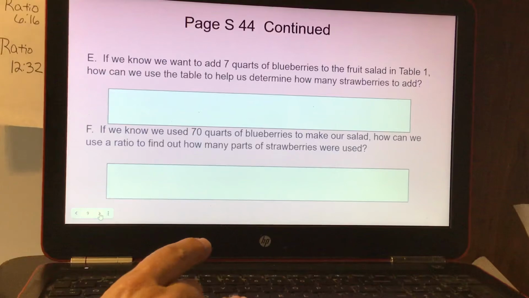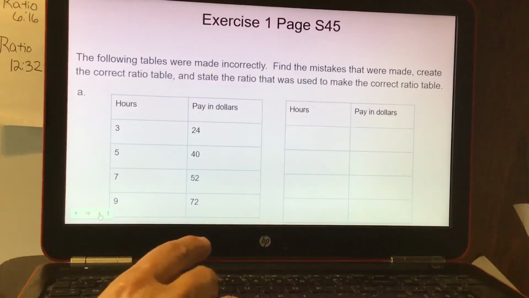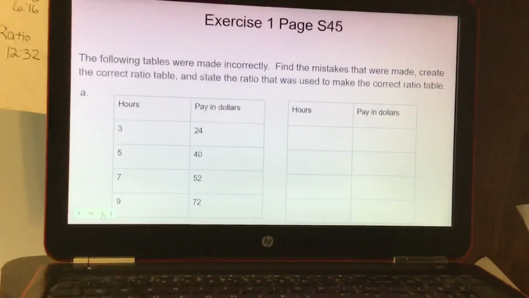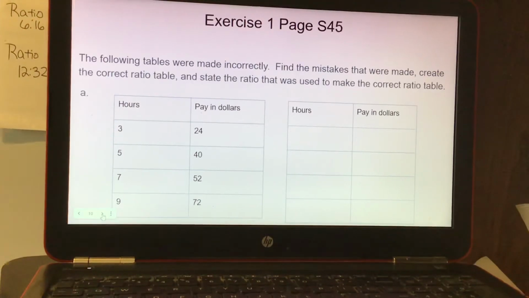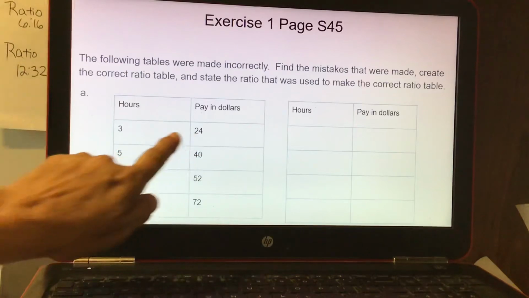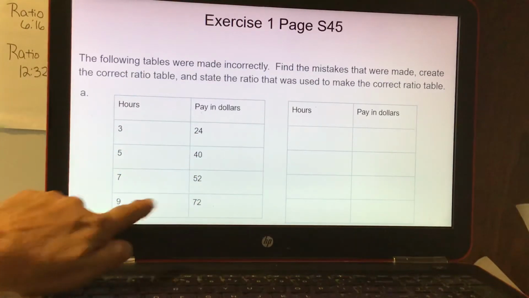Yes, okay. All right, so now the following tables were made incorrectly. And they want us to find the mistakes that were made, create the correct ratio table, and state the ratio that was used to make the correct ratio table. Okay, so 3 to 24, 5 to 40, 7 to 52, 9 to 72.